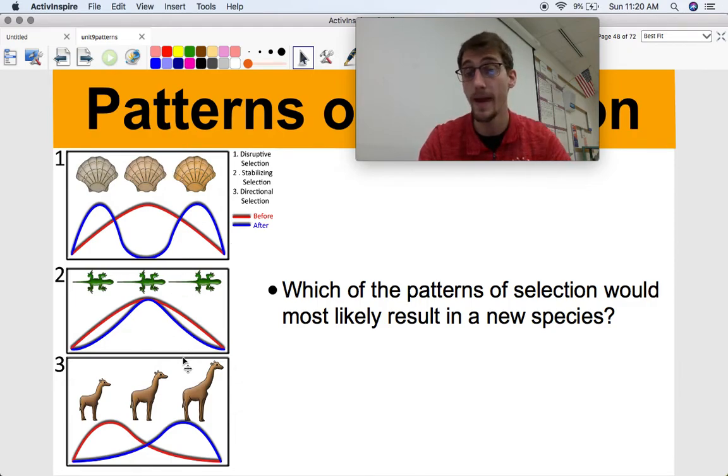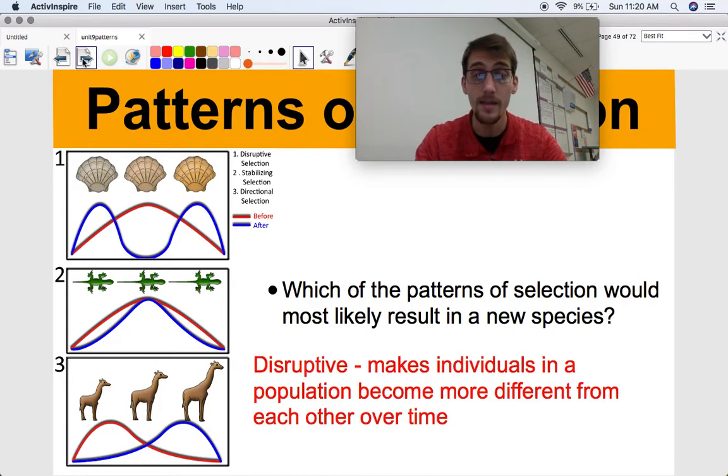Okay, but think about these three different patterns here. Which of these patterns of selection would most likely result in a new species? Which one of these would result in the formation of a completely new species? Okay, think about this for a second.